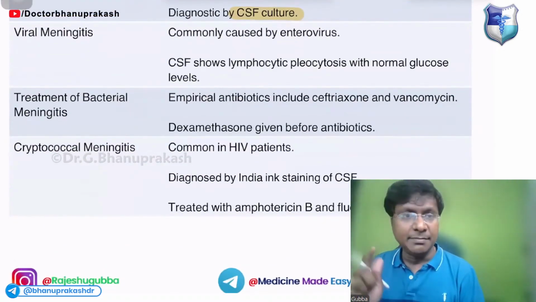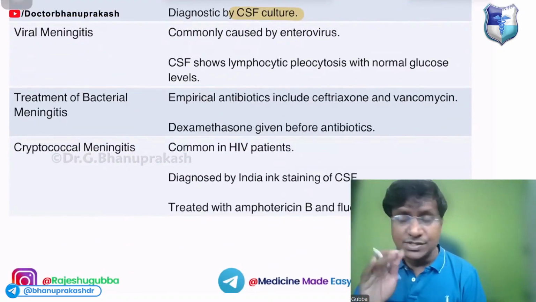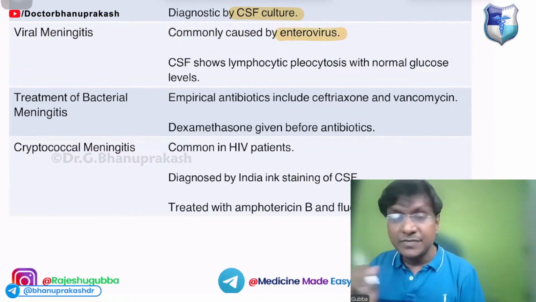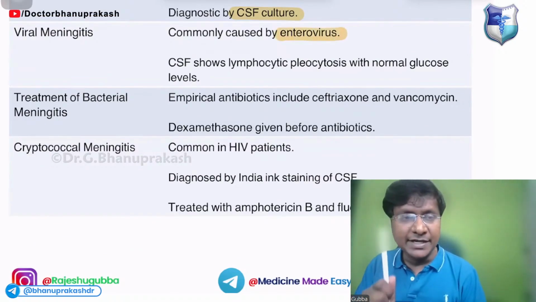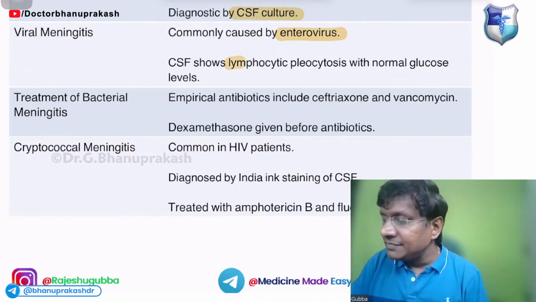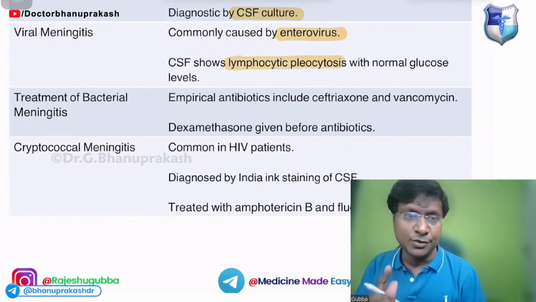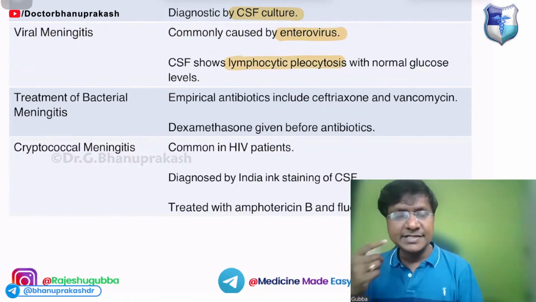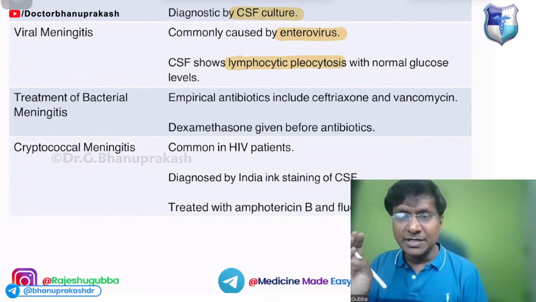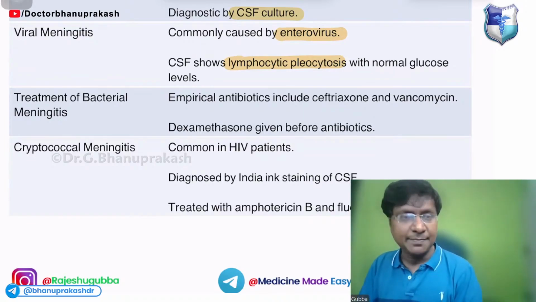And another important meningitis is caused by a virus. The most common virus will be the enterovirus. And in case of the enterovirus, how will you diagnose? You will have the presence of lymphocytic pleocytosis. In bacterial meningitis, it is neutrophil predominant, whereas in tubercular meningitis, viral meningitis, and fungal meningitis, it is lymphocyte predominant.